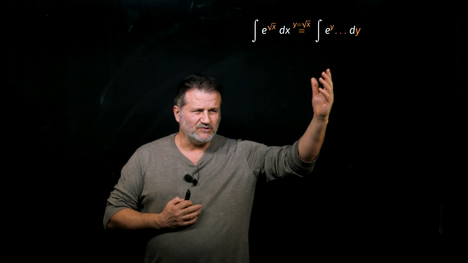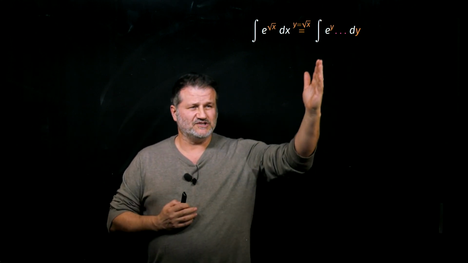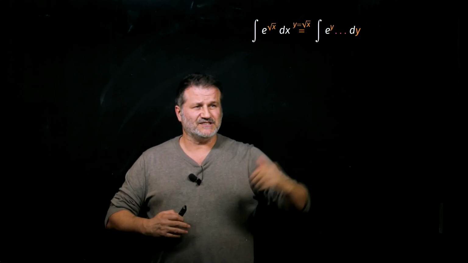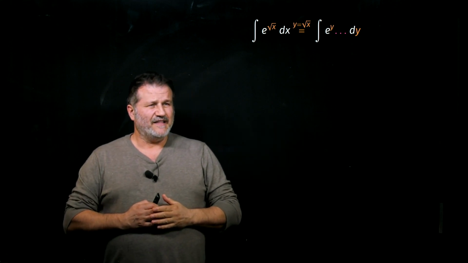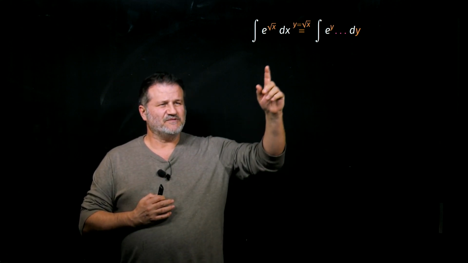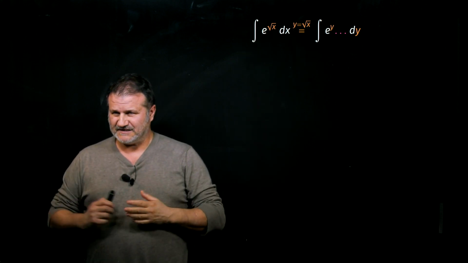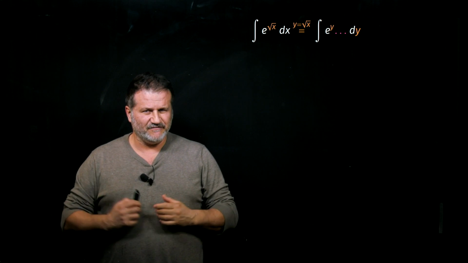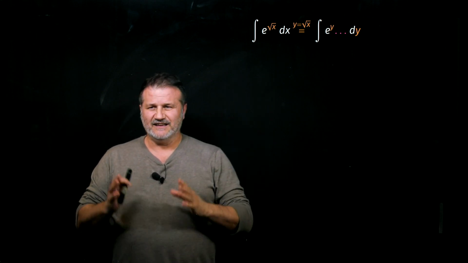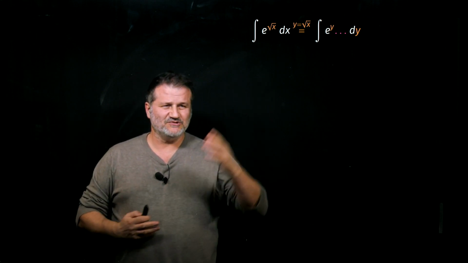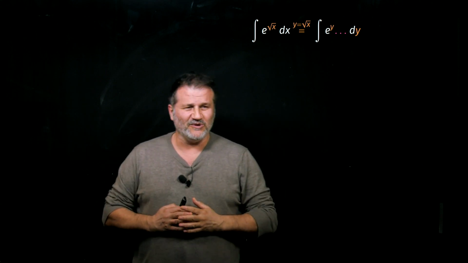If this were true, the calculation would be easy because the primitive of e to y is just e to y. And therefore, restoring x, it would mean that a primitive for e to root of x is just e to root of x. However, this is entirely false because, as you can check, differentiating e to root of x, you don't get e to root of x at all.